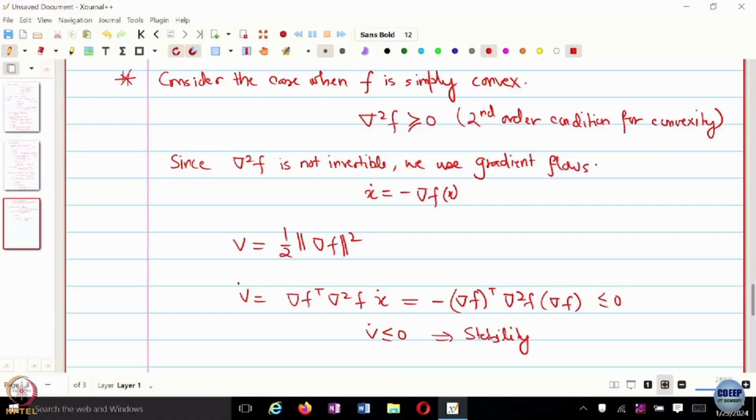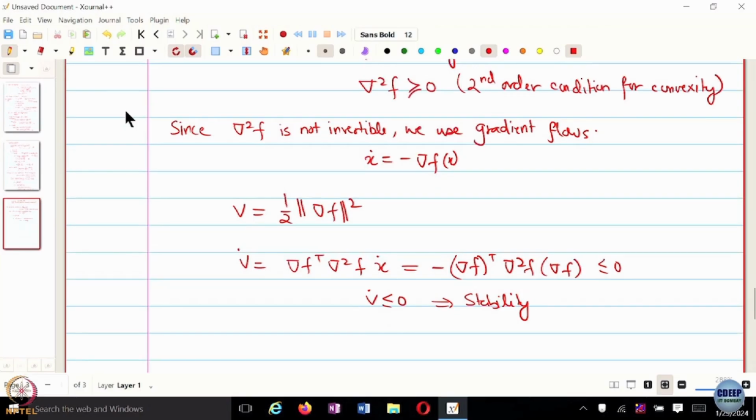So you would have to use something called LaSalle invariance, and I think that would be part of your homework, where you want to show that in fact even in scenarios where v dot is less than or equal to 0, there is a way to argue asymptotic stability and not just stability. So I would leave this for now.